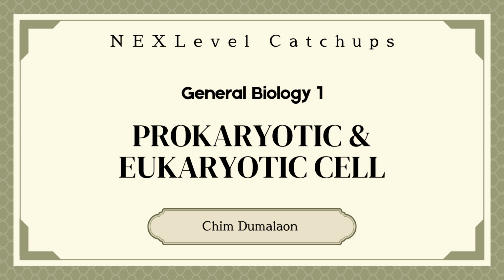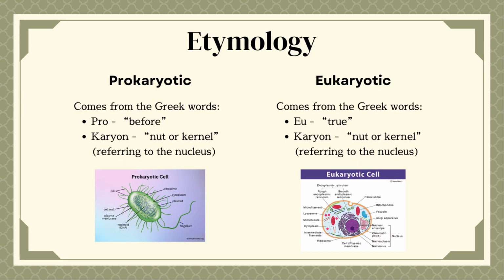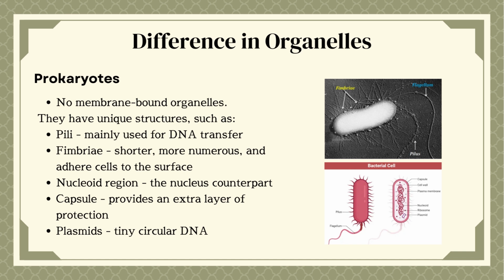For this session, we'll be tackling the prokaryotic and eukaryotic cells, specifically their differences. Let's begin. First, we need to know where these two words come from. First, we have the prokaryotic. The prokaryotic comes from the Greek words pro, meaning before, and karyon, meaning kernel, referring to the nucleus. Next, we have the eukaryotic, which also comes from the Greek words eu, meaning true, and karyon, meaning kernel.